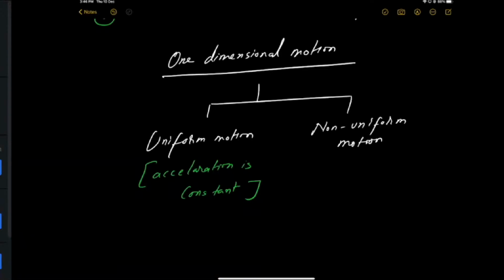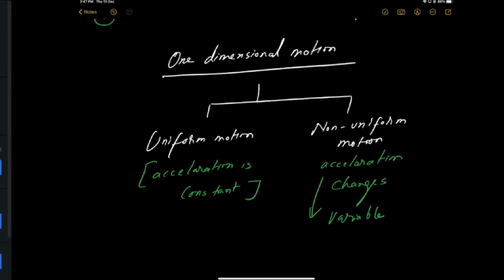Whereas in non-uniform motion, acceleration changes, or acceleration is variable. What is the meaning of variable? It changes with time. That means acceleration is a function of time. It can be any function. It can be sin t, it can be cos t. For example, in simple harmonic motion, acceleration changes with time.